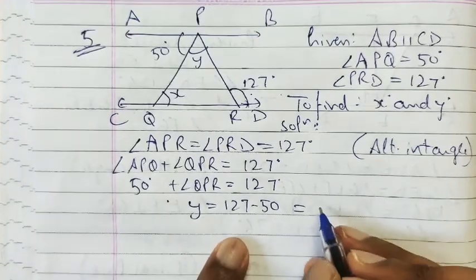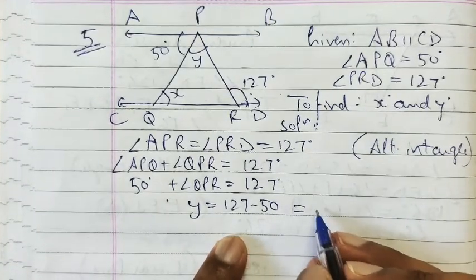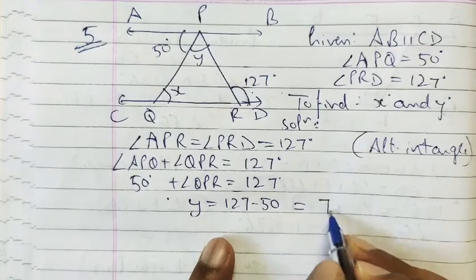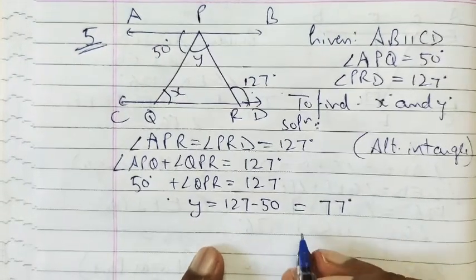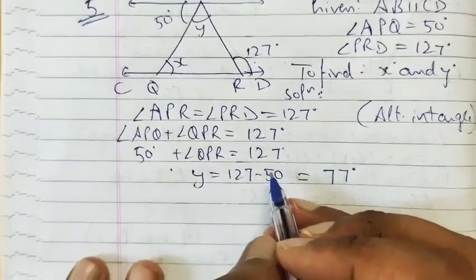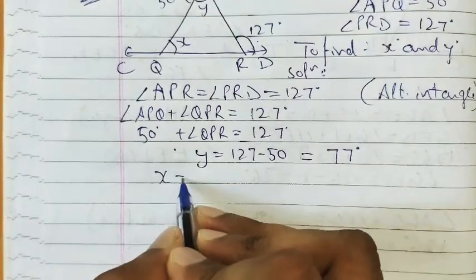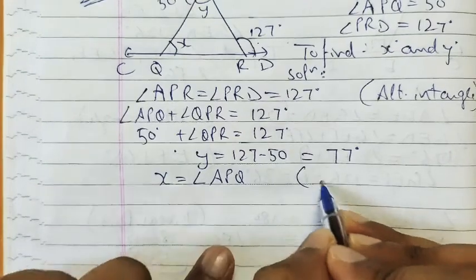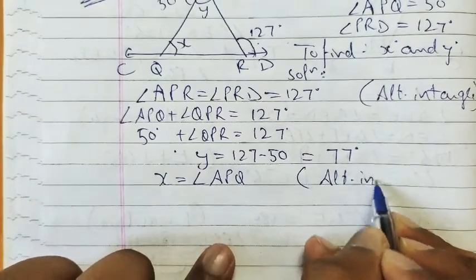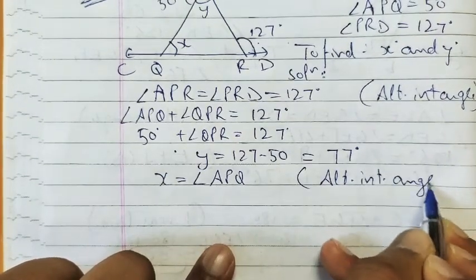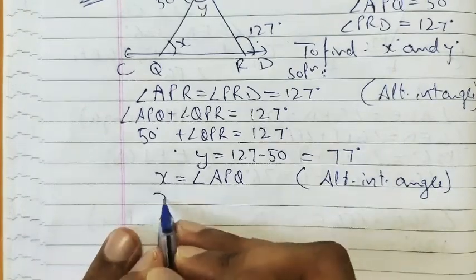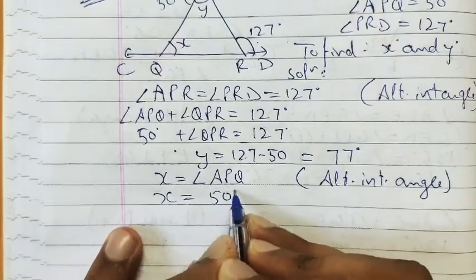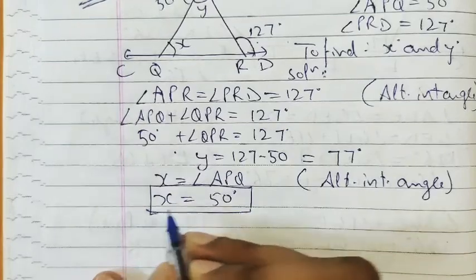So 127 minus 50, 120 minus 50 is 70, 77. So angle Y is 77. Now we know that X is equal to angle APQ. Reason, again alternate interior angles, right? So angle X is equal to 50 degrees.